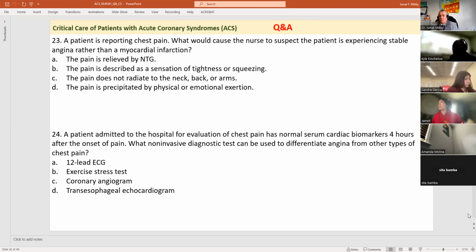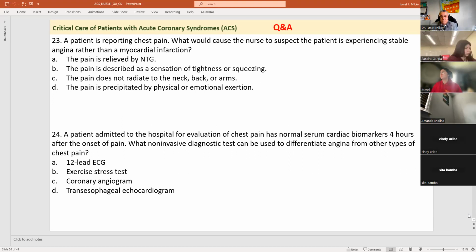23. A patient is reporting chest pain. What would cause the nurse to suspect the patient is experiencing stable angina rather than a myocardial infarction? A, the pain is relieved by NTG. Yeah, you're right, exactly, which is one of the primary differences between the pain of angina and pain of acute MI.